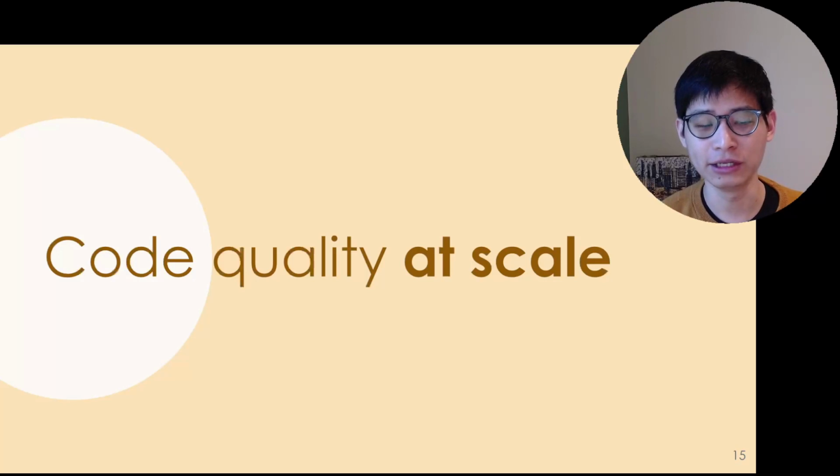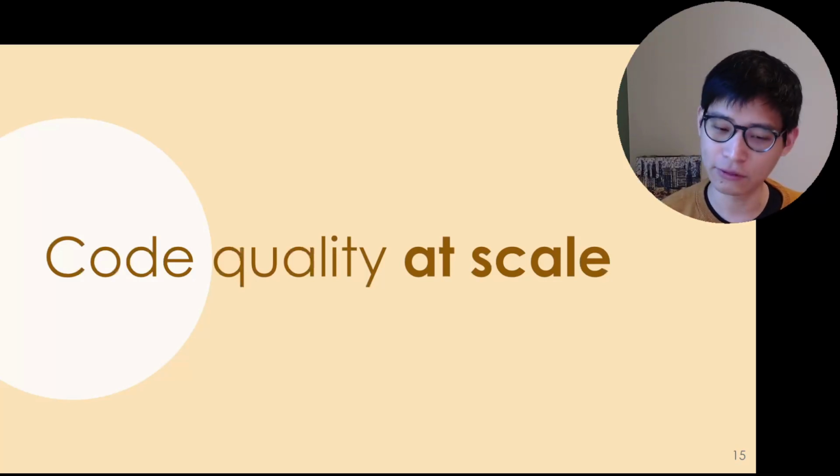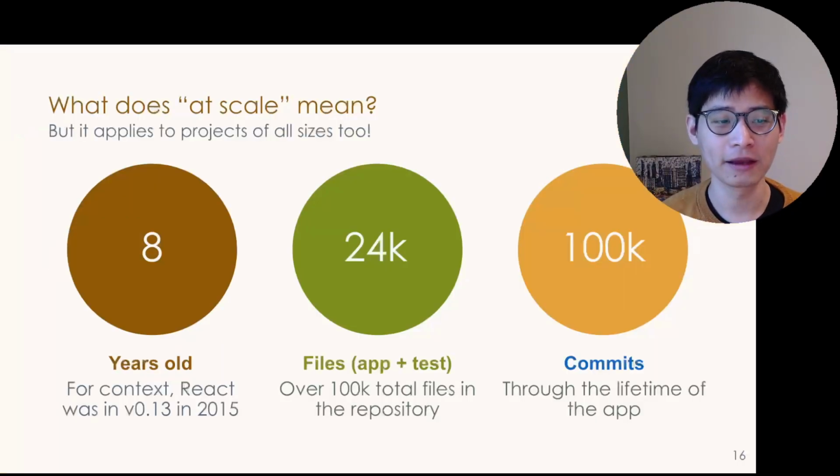Unfortunately, when you're dealing with code quality at scale, it's not quite so simple. For context, our application that we ran this project on is over 8 years old. In 2015, for example, React was just version 0.13. We have over 24,000 files and over 100K commits throughout the 8 years.